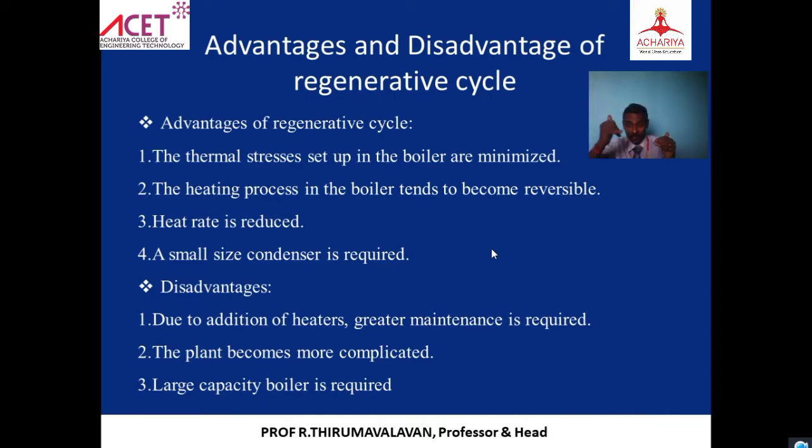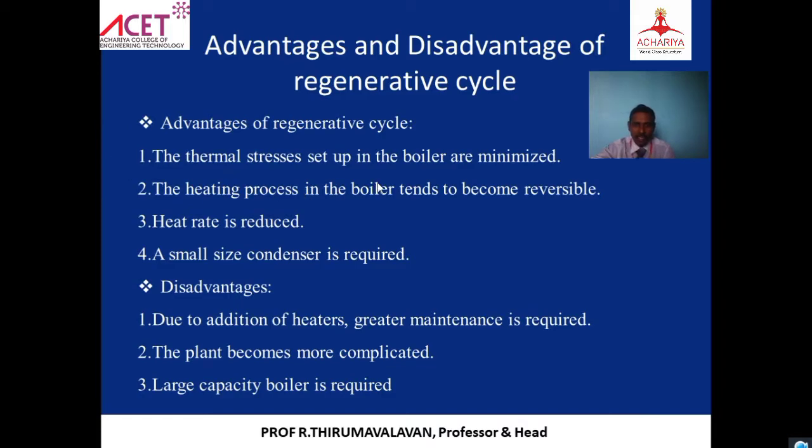Because at each and every step, you can see that I have taken bleeding 4 times. Maximum I can take bleeding 6 times. Regeneration for 6 times only I can do; I cannot go beyond it. If we are going for reheat, I can go for only twice. In the reheat cycle, bleeding the steam 2 times only I can take. In case of regeneration, 9 times I can take. You can bleed 9 times.